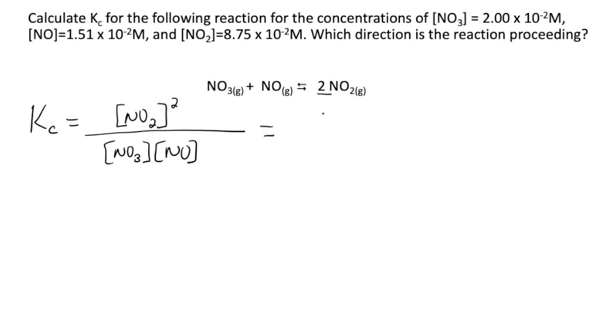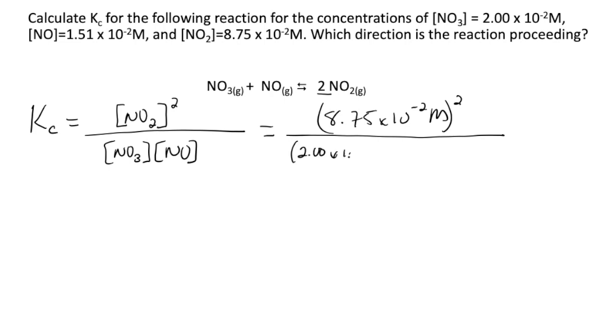Now that we have our equilibrium equation, we're going to plug in the concentrations given to us in the problem. So the concentration of NO2 is 8.75 times 10 to the negative 2 molar, and this is squared. And the concentration of NO3 is 2.00 times 10 to the negative 2 molar. And since there was a coefficient of 1, we do not need to write that. It's understood to be 1. And the concentration of NO is 1.51 times 10 to the negative 2 molar.